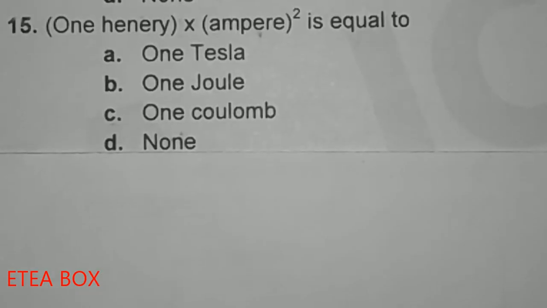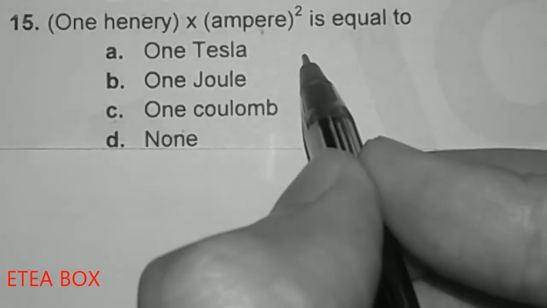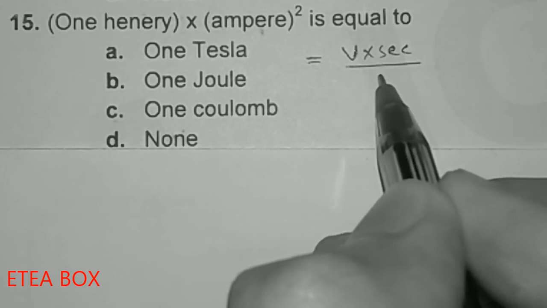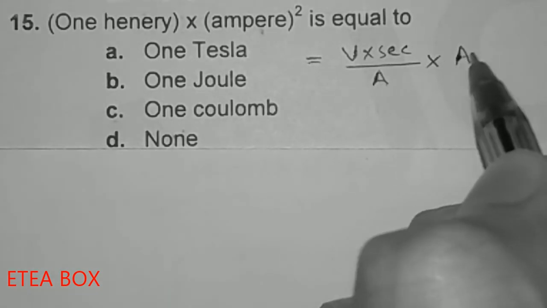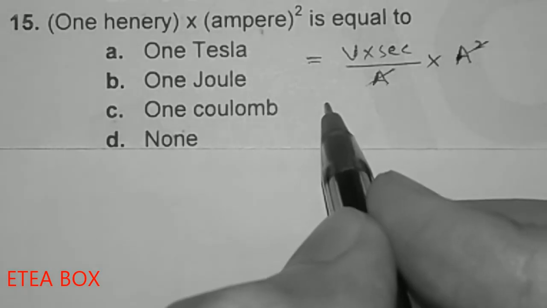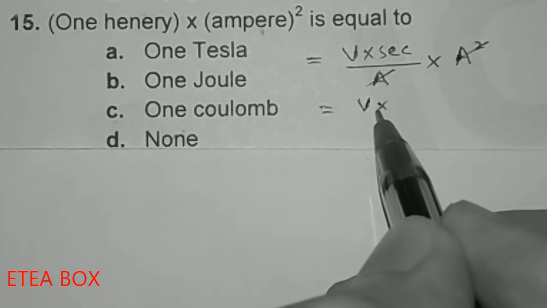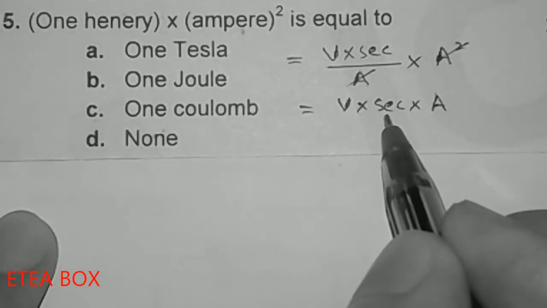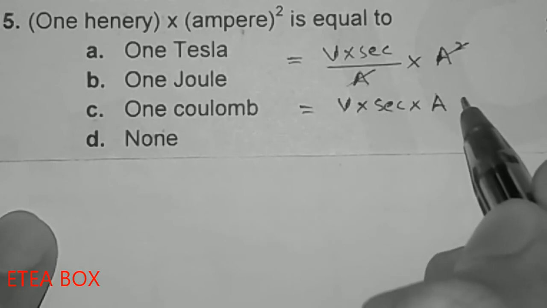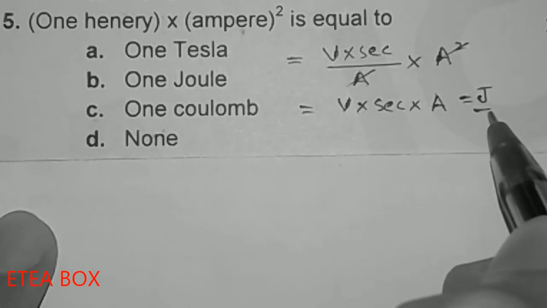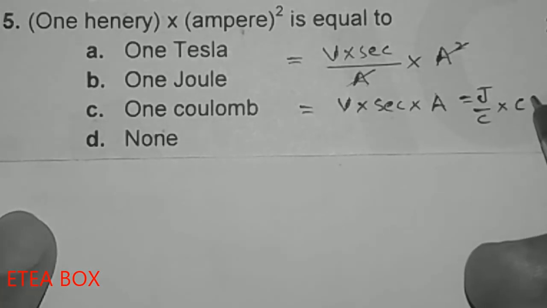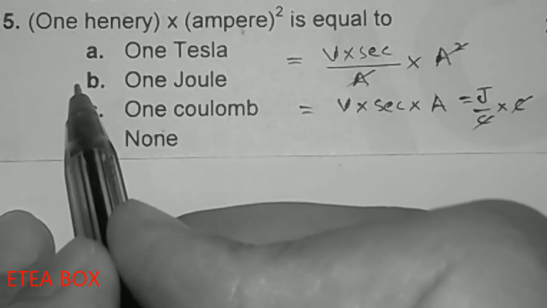1 Henry multiplied by ampere square is equal to, now look at here, we know that 1 Henry is equal to voltage multiplied by second divided by ampere, okay, and ampere square is this one, so this one will cancel, so voltage multiplied by second multiplied by ampere. This ampere into second is equal to coulomb, and we can say that voltage is equal to joule per coulomb, and ampere into second is also coulomb, so these two will cancel each other, and here option B will come, okay, 1 joule.